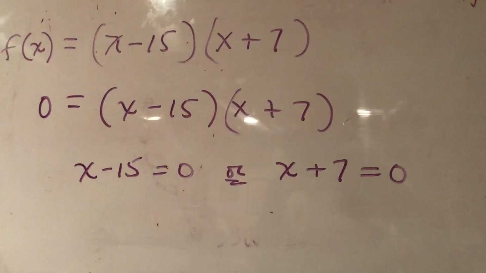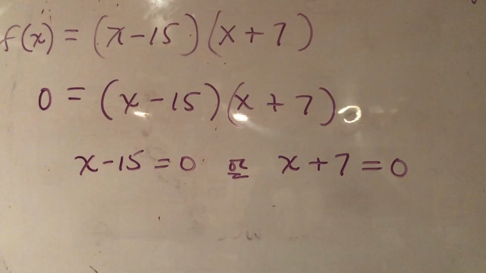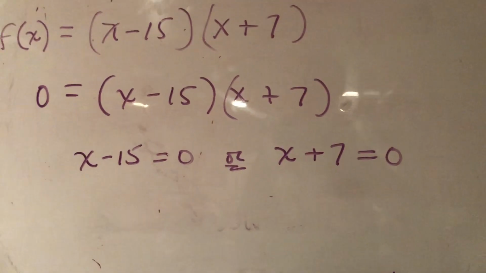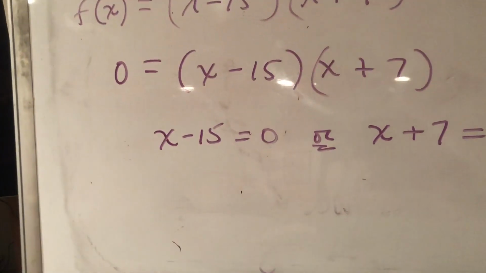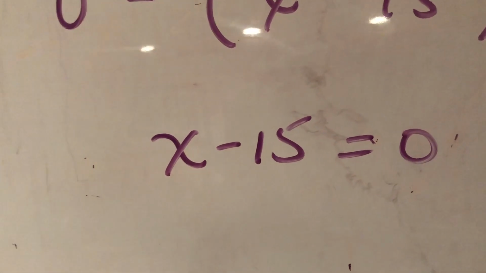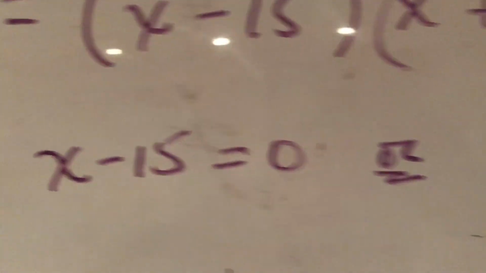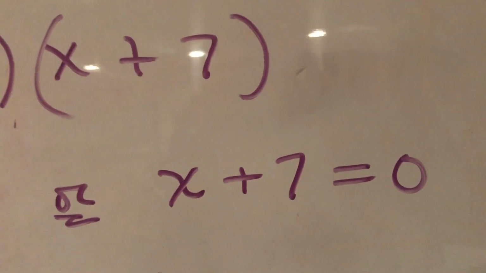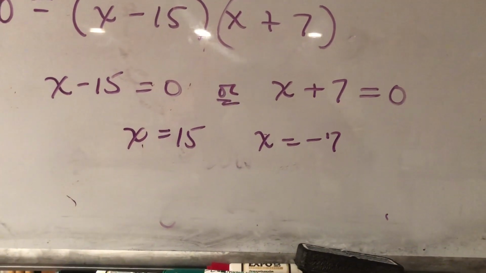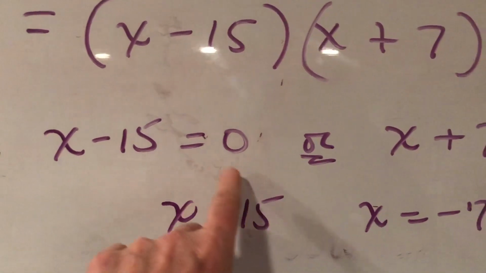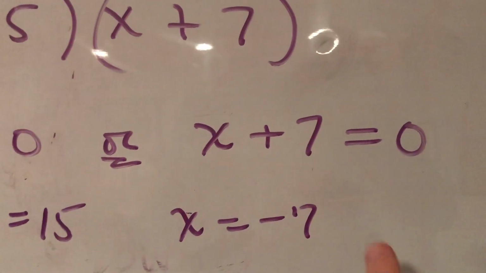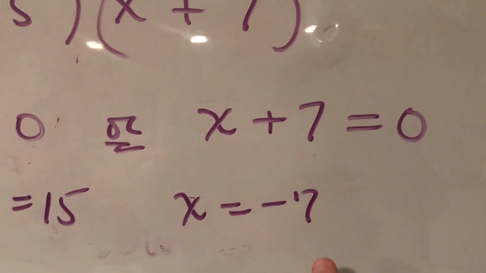So now we know when we multiply, the product of 0 is going to come from one of the two quantities being 0. Either one would make this whole thing 0. So first I want to see x minus 15 equals 0. What would make that quantity 0? Or x plus 7 equals 0. What would make that quantity equal to 0? Okay, so if we added 15 to both sides here, we would get x equals 15. Or over here, if we subtracted 7 from both sides, we would get x equals negative 7.